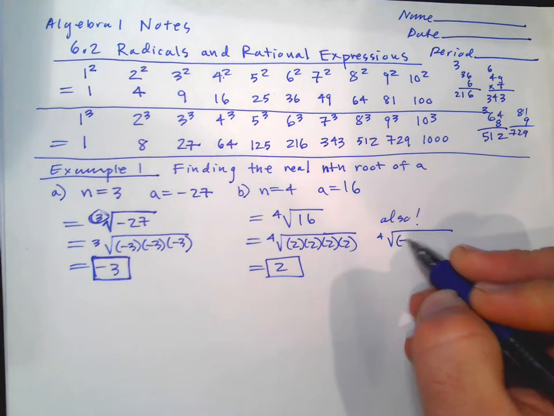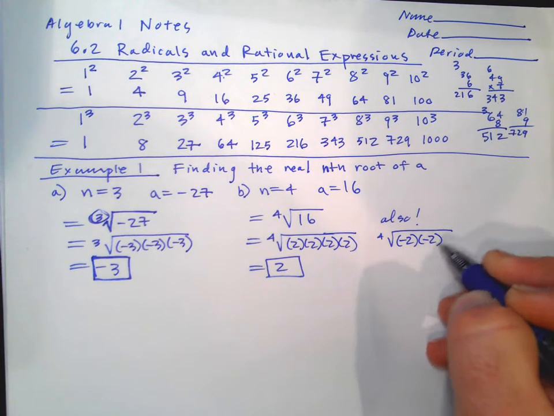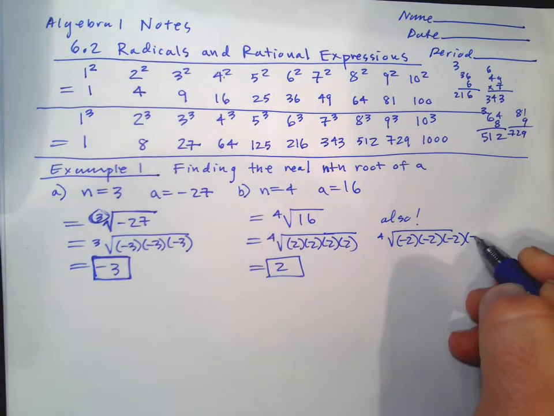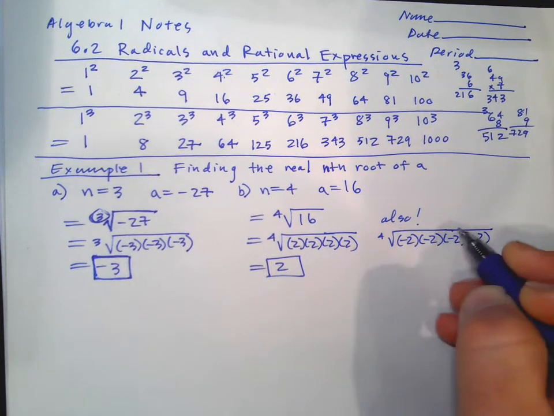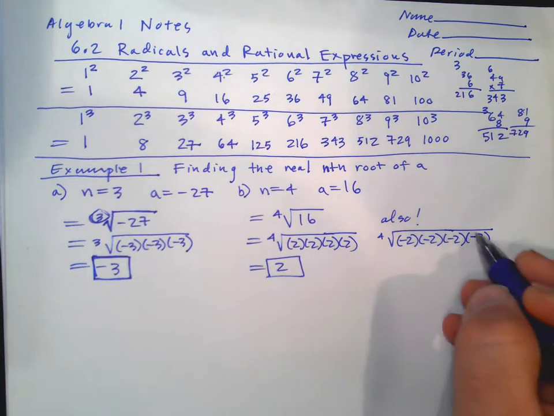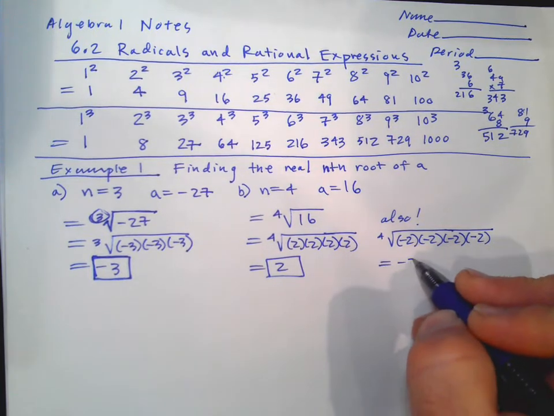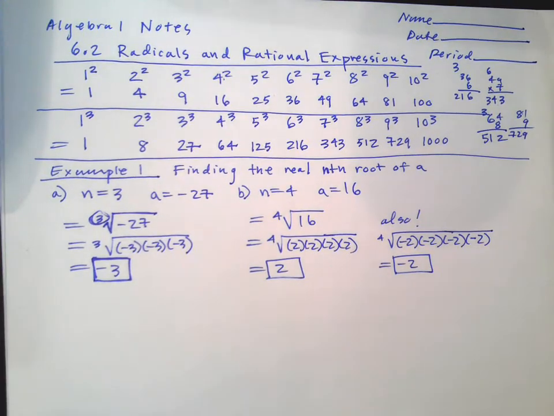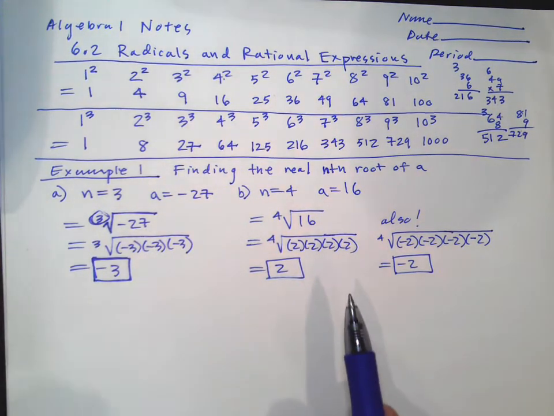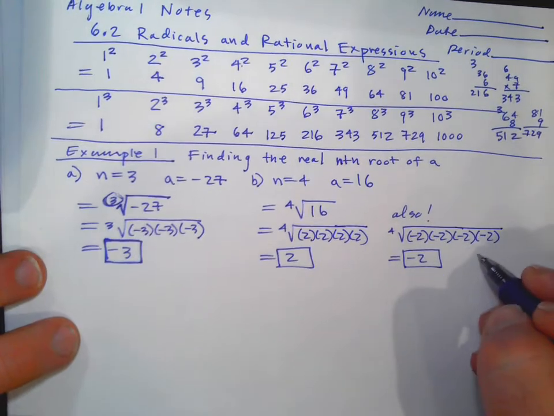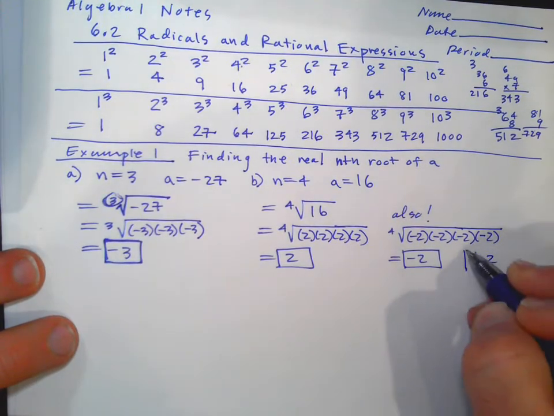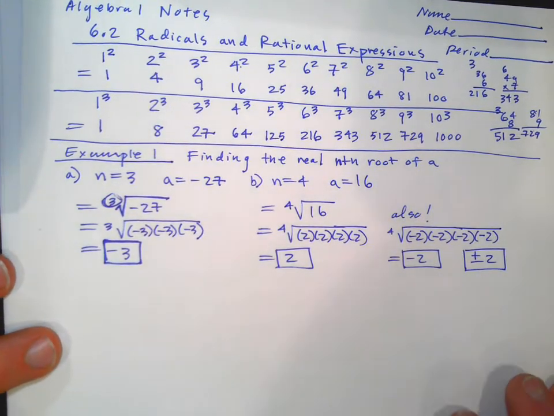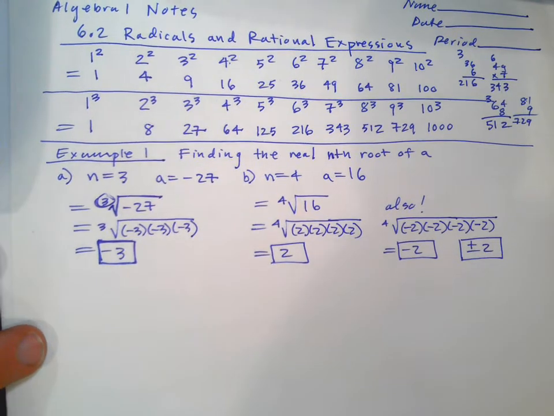We could do negative 2 times negative 2 times negative 2 times negative 2, because if you have 4 negatives and they multiply each other, it becomes a positive, right? This could also work. So negative 2 is also an answer. Now, what we usually do, in the book, we'd write that as plus or minus 2. Just together, you can write it as a sort of condensed version.